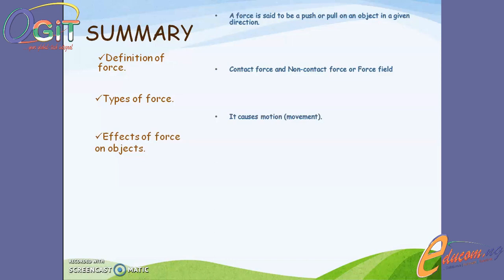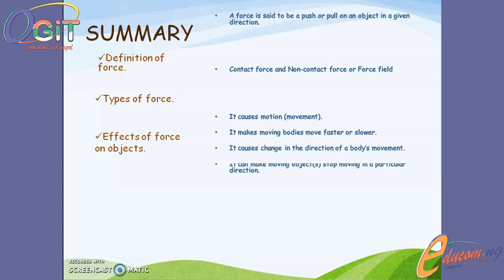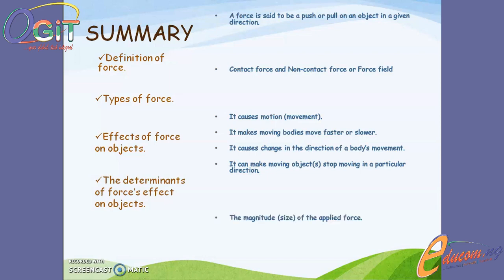Also, in today's class, we talked about the effect of force on object. We said force causes motion, it makes moving body move faster or slower, it causes change in the direction of a body's movement, and also it can make moving objects stop moving in a particular direction. And lastly, in today's class, we talked about the determinants of force's effect on objects, where we said the magnitude of the applied force is one of the determinants, likewise the direction of the applied force, and lastly the position by which the force is applied.